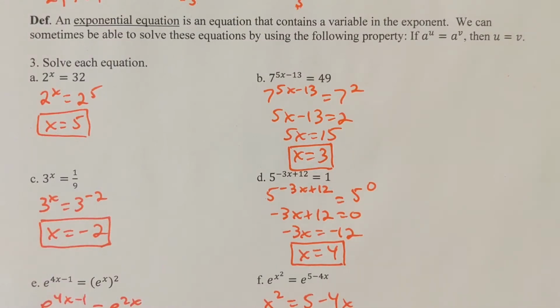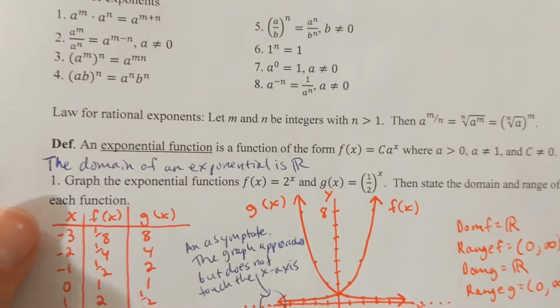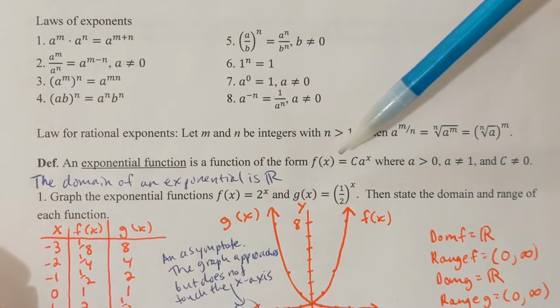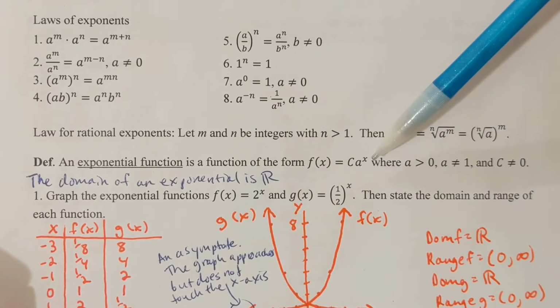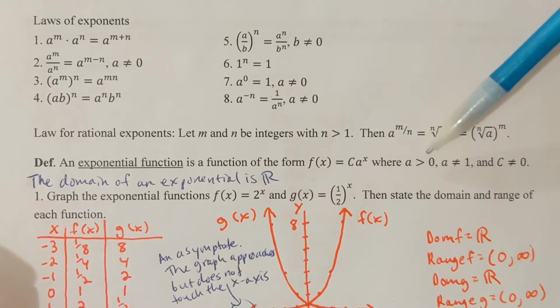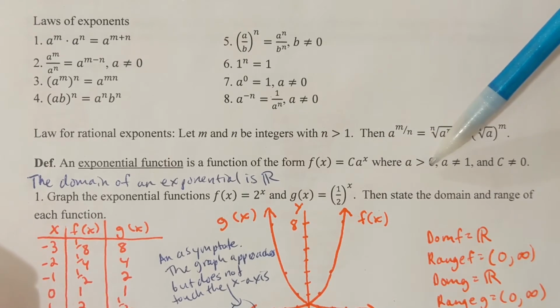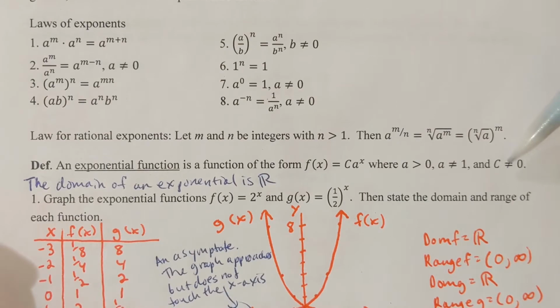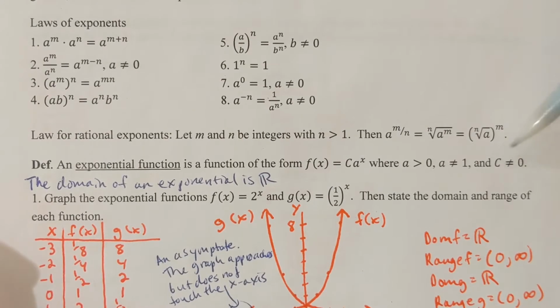Okay, I'm going to get back to section 12.1 and we'll try to finish that up here in this video. We're talking about exponential functions, and remember that an exponential function is a function of the form f of x equals c times a to the x. A is the base. The base has to be a positive number. You can't use 1 though. And c is just a multiplier. It can be any multiplier, just don't take 0.